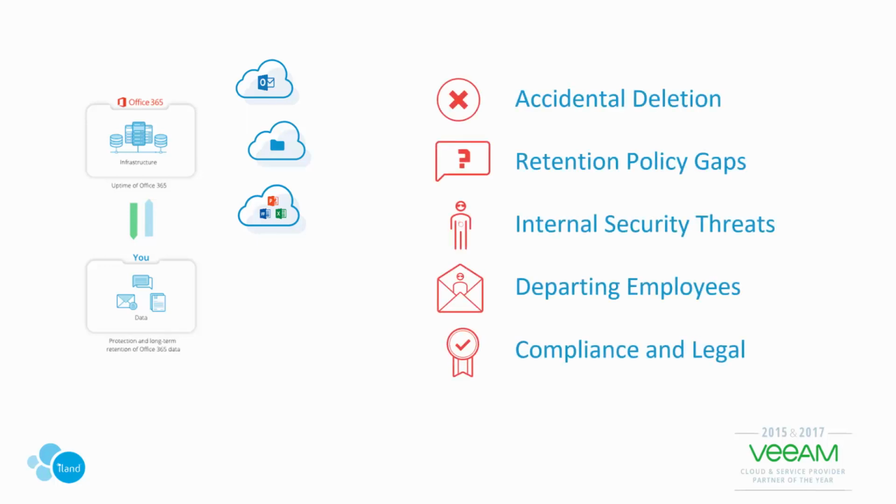iland's secure cloud backup for Office 365, powered by Veeam, is an automated, long-term backup service that safeguards your organization's data against accidental deletion, gaps or confusion around retention policies, as well as internal and external security threats such as rogue applications or disgruntled departing employees, all while providing mechanisms to address legal and compliance needs.